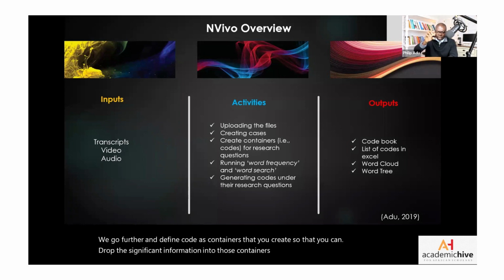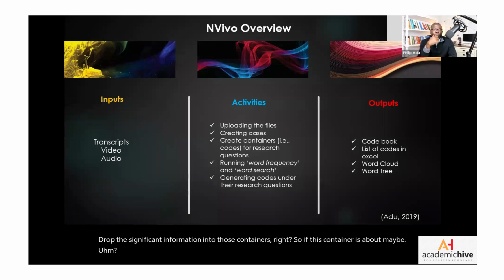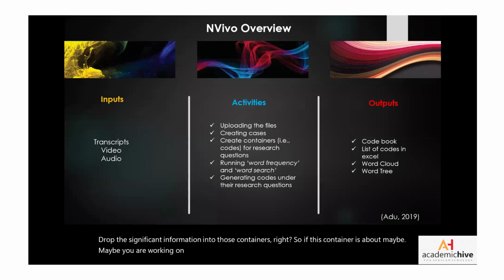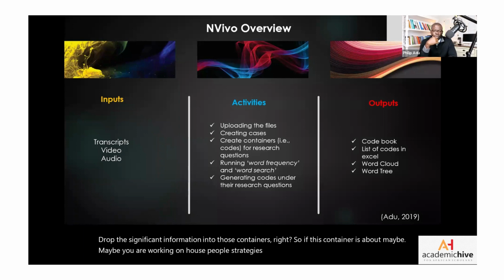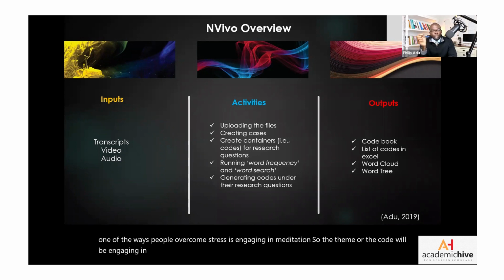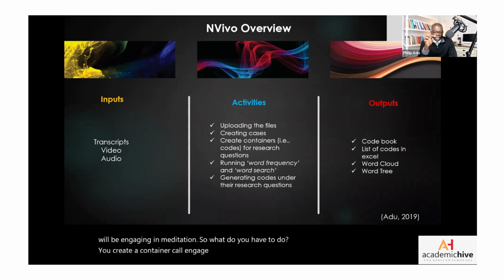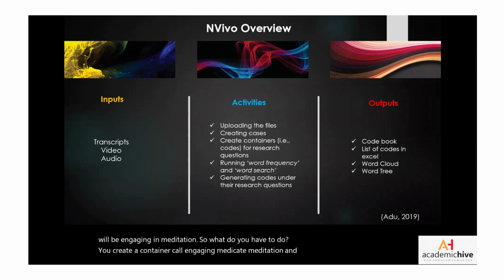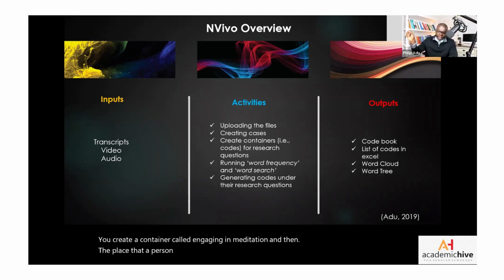So if this container is about, maybe you are working on strategies people use to overcome stress, right? And one of the ways people overcome stress is engaging in meditation. So the theme or the code will be engaging in meditation. What do you have to do? You create a container called engaging in meditation, and then where the person describes what they did in relation to meditation, you select that information and drop it into that container, right?